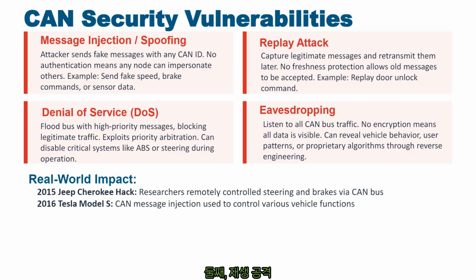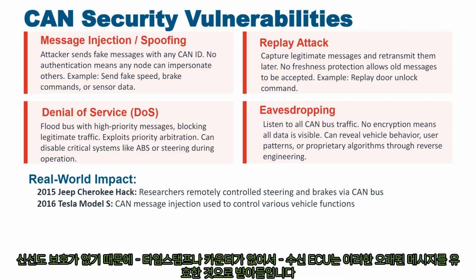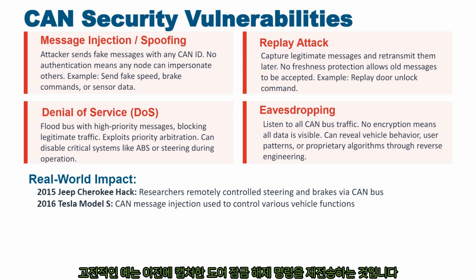Second, replay attack. An attacker can capture legitimate messages from the CAN bus and retransmit them later. Because there's no freshness protection, no timestamp or counter, the receiving ECU will accept these old messages as valid. A classic example is replaying a door unlock command captured earlier.